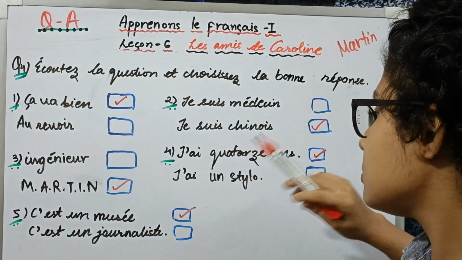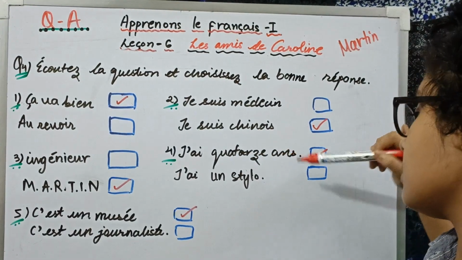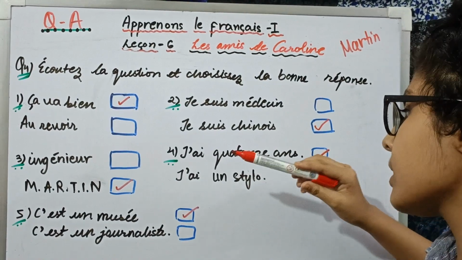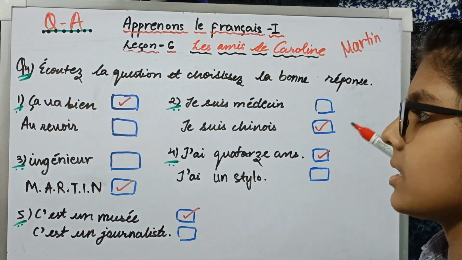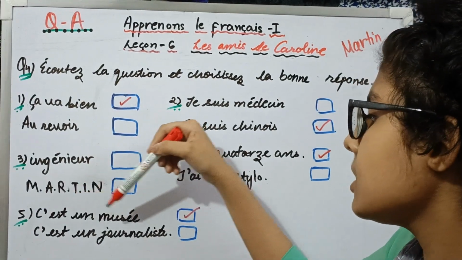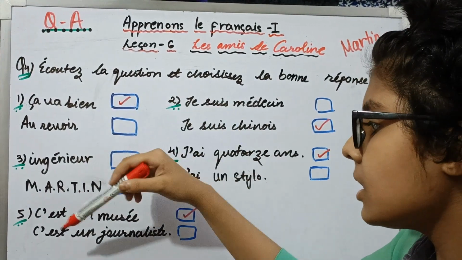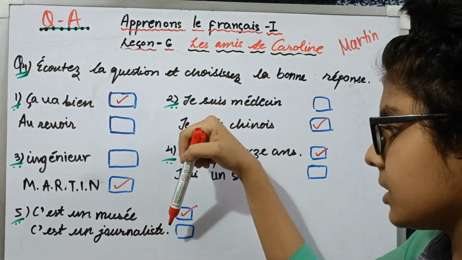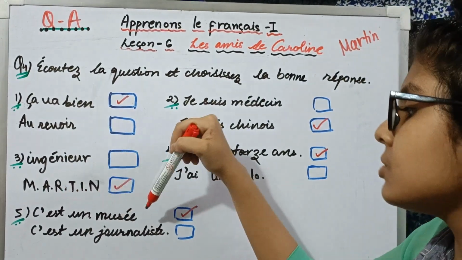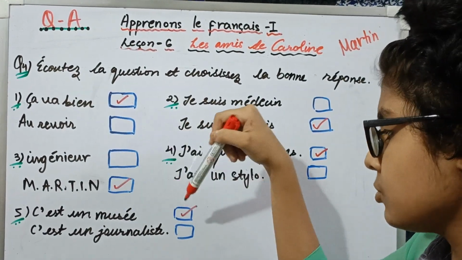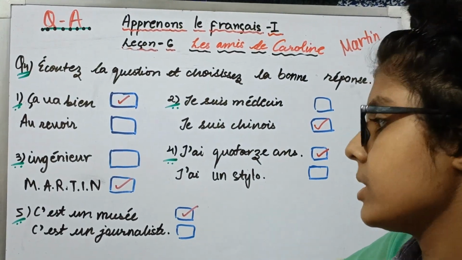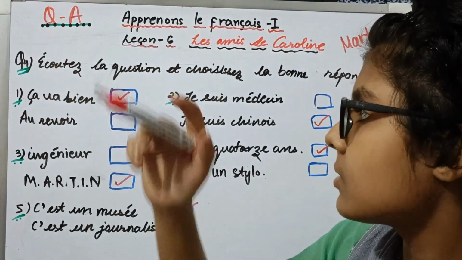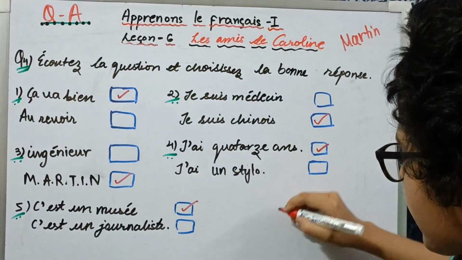Then in the fourth part, it is j'ai 14 ans, I am 14 years old, and then we have j'ai stylo, I have a pen. So j'ai 14 ans is the correct answer. Then we have c'est un musée, this is a museum, and then the next one, c'est un journaliste, this is a journalist. So c'est un musée, this is a museum, is the correct answer to the fifth part. So here we have successfully completed question number 4, and bravo to you all.